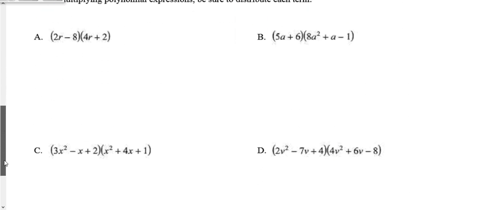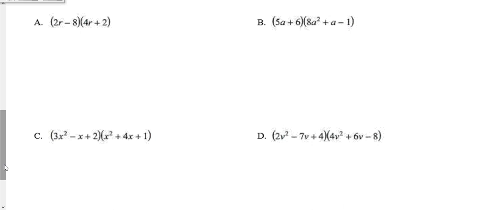And now we're going to get into multiplying polynomials. So on A, we have 2 terms times 2 terms. And so what you can do, you've probably heard this before, the term FOIL. So you can actually FOIL these 2 terms together. Let me go ahead and write this out. So what FOIL stands for is first, outer, inner, and last. It's just a way to kind of organize your distribution.